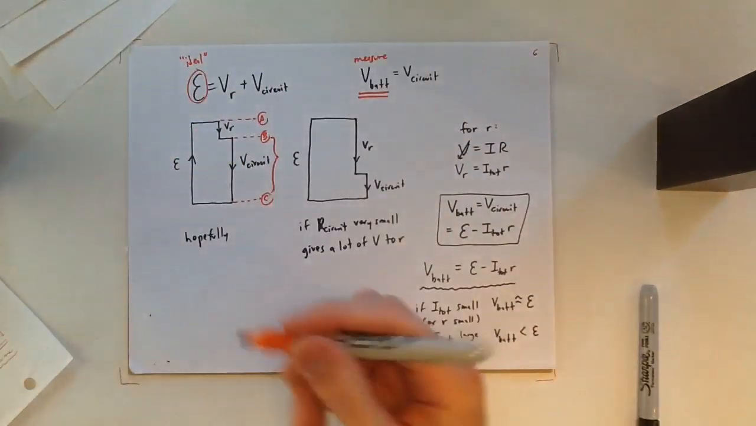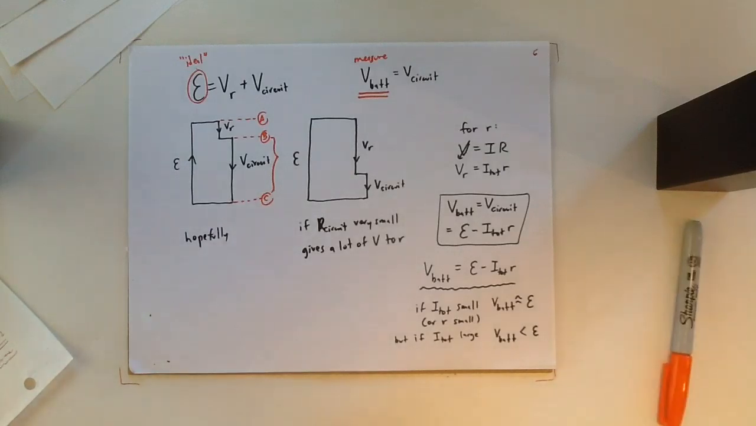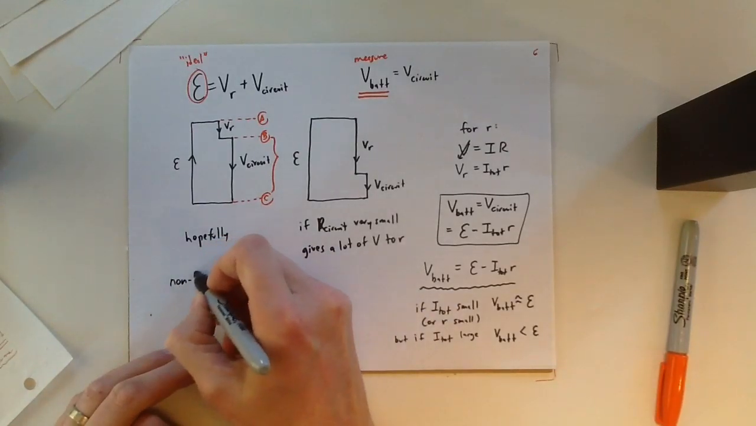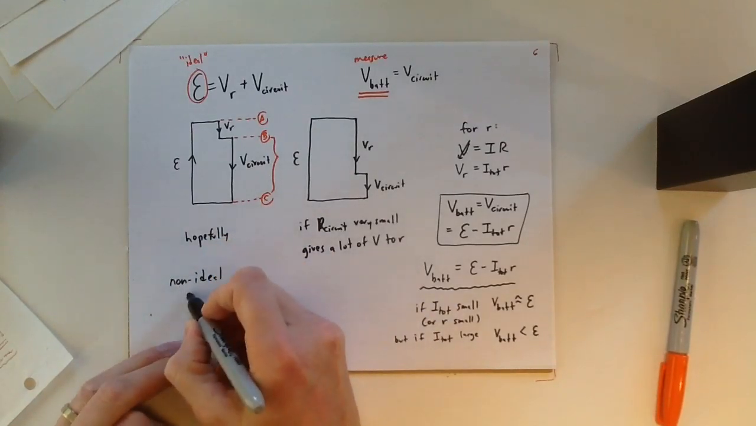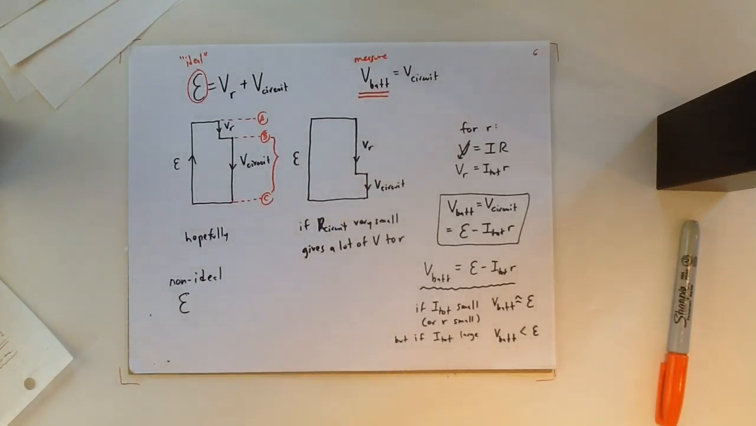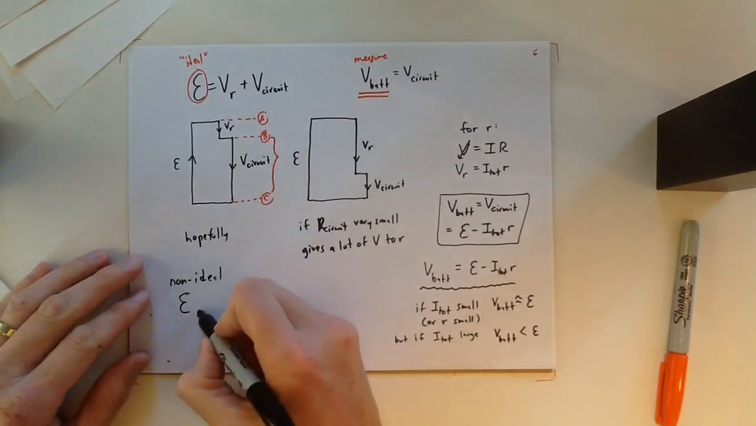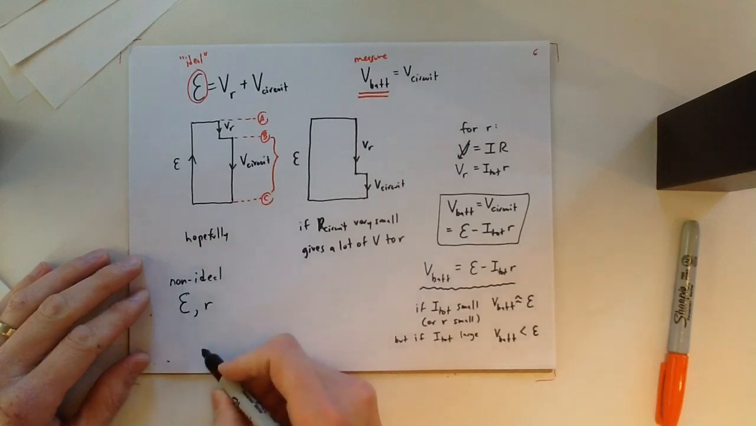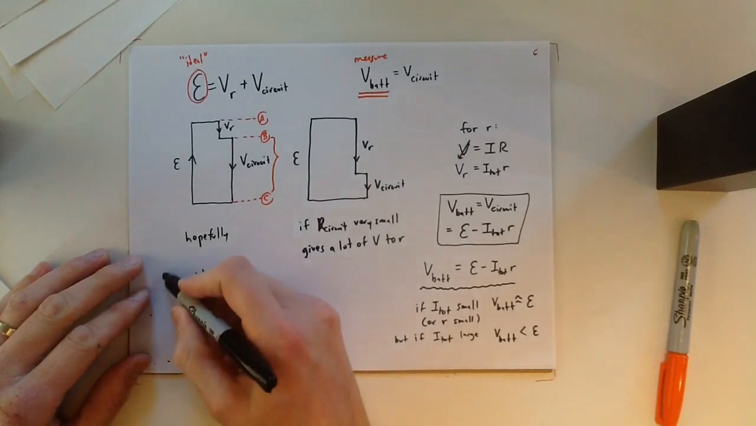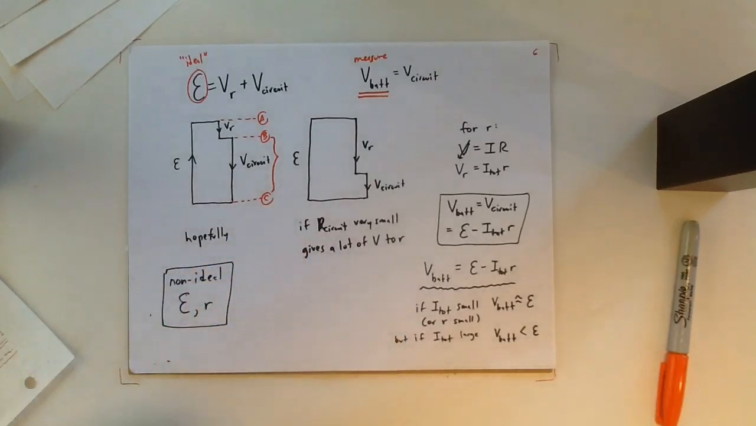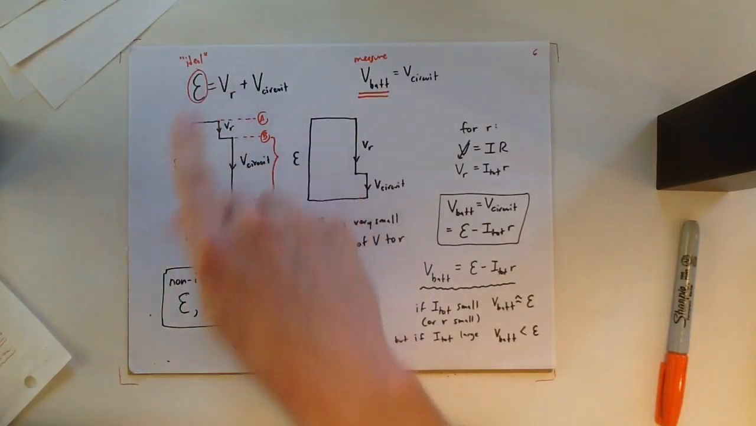So that's what a non-ideal battery is actually made out of. A non-ideal battery you can think of as having an EMF that's ideal, that you never really can measure, and it has an internal resistance such that you lose some of it on your way out, okay? So, let's work out the details here.